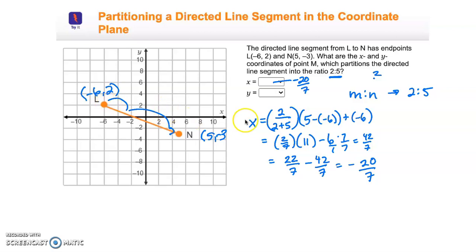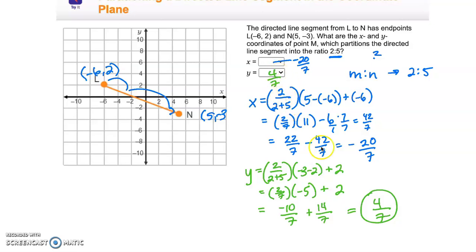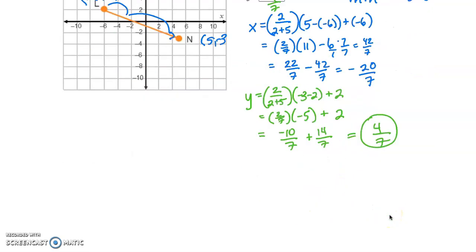So I want you to pause the video and use the same thing, but now we're going to do it using y. So use your y values and put them in and find out what it is. All right, check your work. You should have got 4/7. We used the same formula, m over m plus n. Then we use the y coordinates, making sure we use y2 minus y1 and adding 1, and we get 4/7.